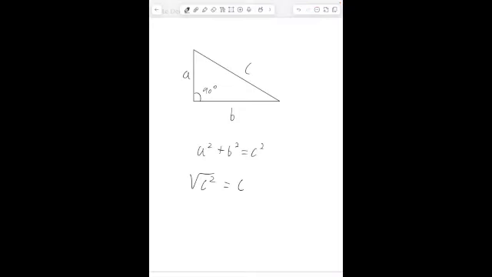Today we're breaking down one of the most famous ideas in all of mathematics, the Pythagorean Theorem. And we're doing this in under 5 minutes. Let's jump right in because we don't have much time to waste.